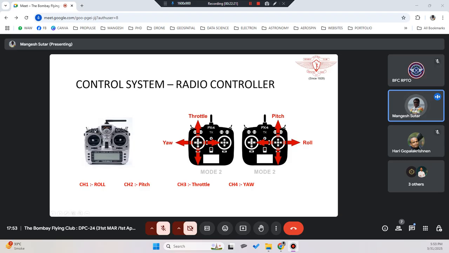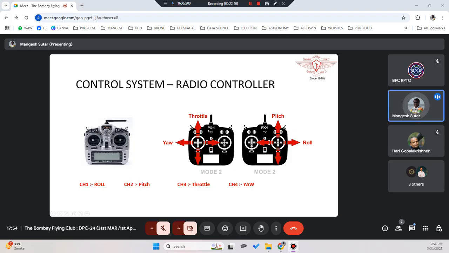So these are the switches which are being used to control those mechanisms, or even the gimbal. How do you control the gimbal, on the camera or on these things? So these are the controls we normally use. Any questions? So this is mode 2.